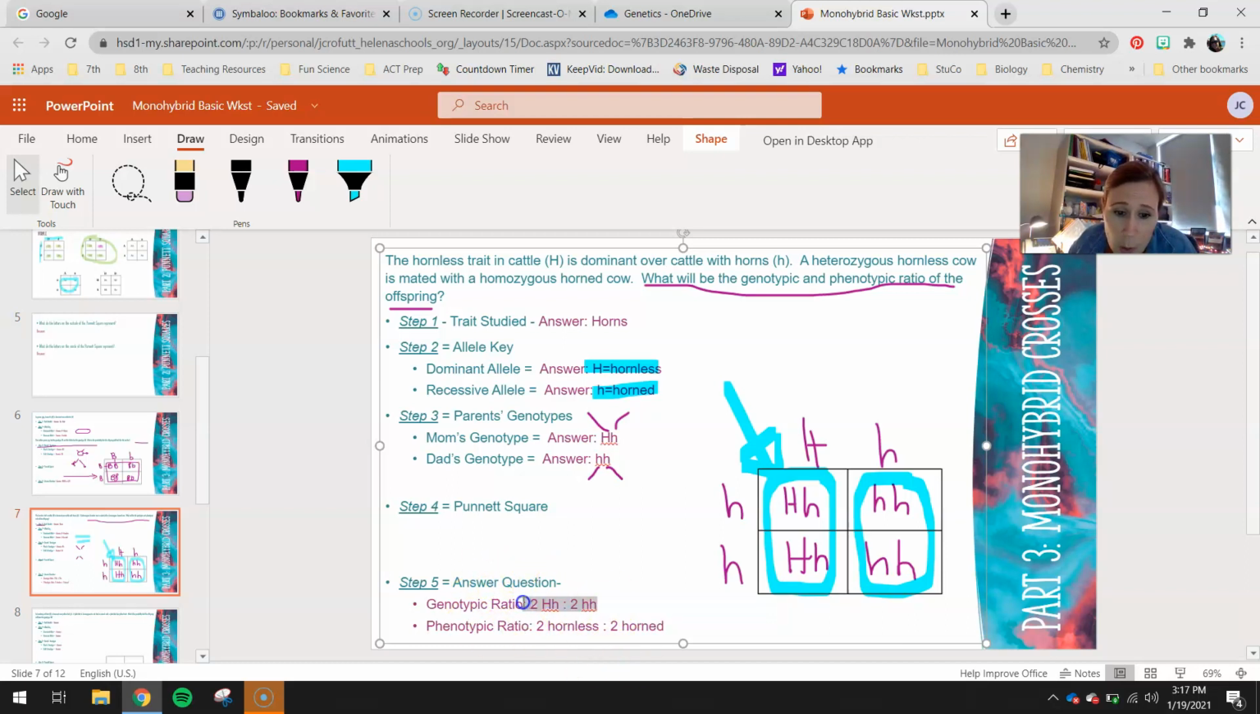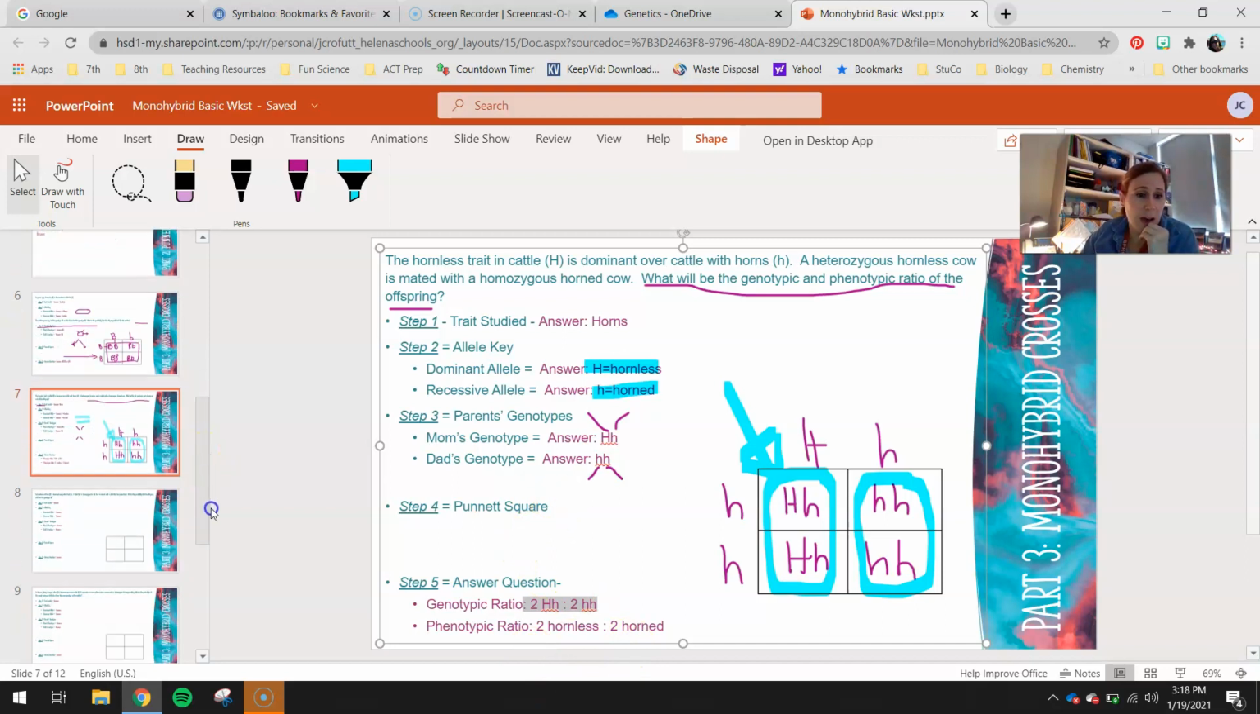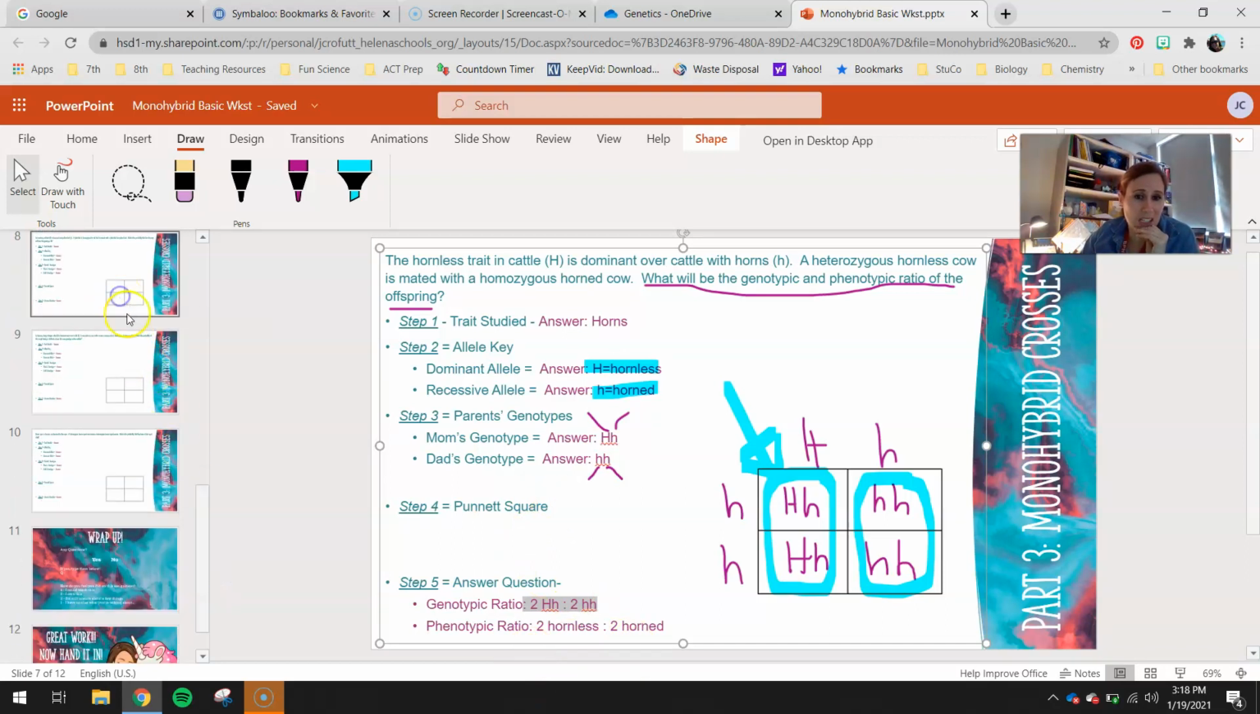It needs to be in this colon form, and you need to list how many of each different type of genotype or phenotype there are in the offspring. So that's how you do those. I'm going to let you go ahead and do the next 3.